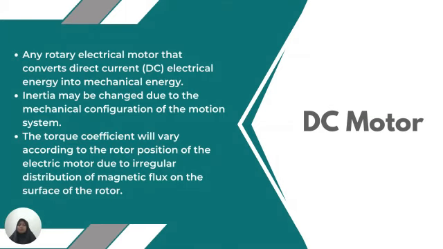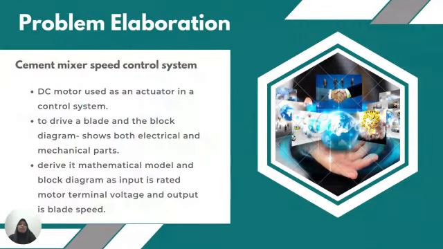And for the problem elaboration, we have the cement mixer speed control system for our task, and the DC motor is used as an actuator in the control system to drive a blade, and the block diagram to show both electrical and mechanical parts. And from that, we derive its mathematical model and block diagram, where the input is the rated motor terminal voltage, and the output is blade speed.